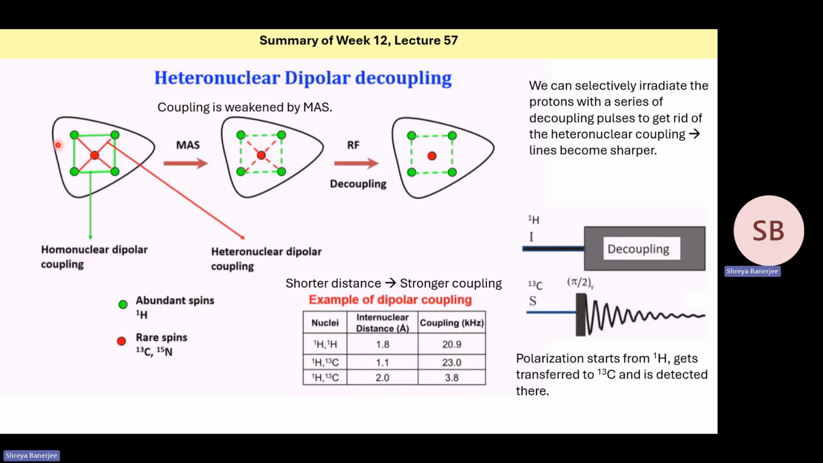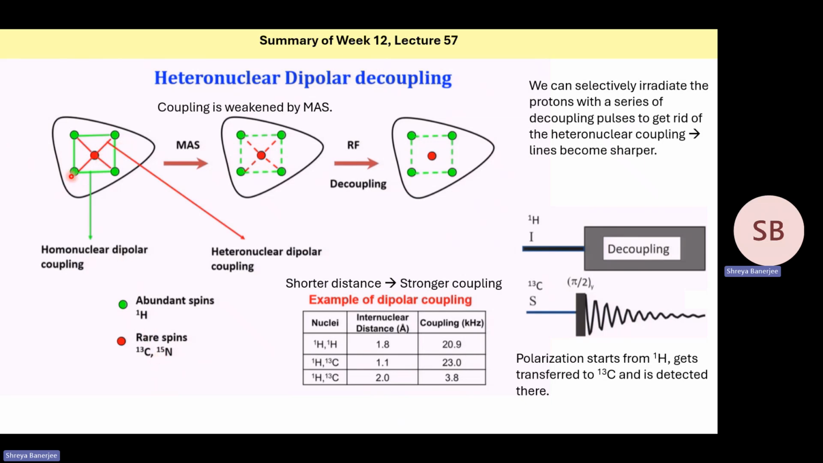Basically, what happens? Suppose this is a compound and you have both 1H and 13C. Now, 1H is an abundant spin. We know that the natural abundance of 1H is very high, around 99% or so. So we are calling it the abundant spin, and it is shown by these green circles. 13C, we are calling it the rare spin because the abundance of 13C in nature is only 1.1%. So this red spin is 13C, or 15N, which is also low natural abundance. So it can be 15N also.